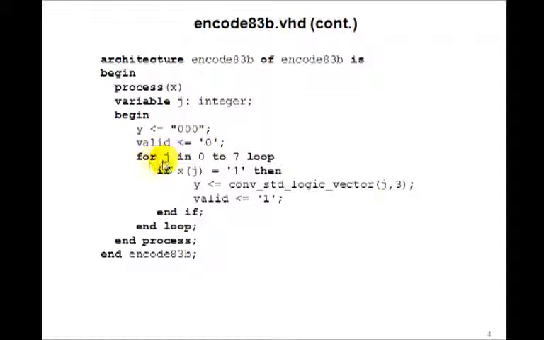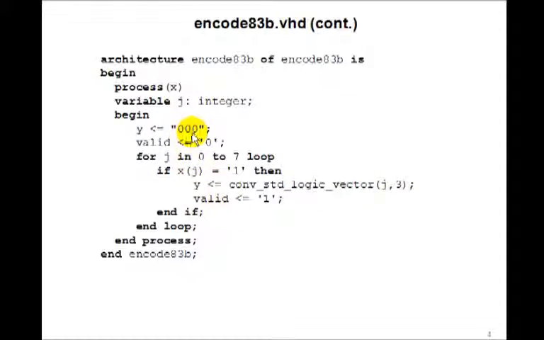And then we'll say for j in 0 to 7 loop, so we go through all 8 inputs. If x(j) equals 1, then we want y to be equal to j. But j is an integer, so we have to convert it to a standard logic vector, and we do that using the VHDL function conv_std_logic_vector. But notice there are 2 parameters here: j, the thing we're trying to convert, plus 3, that is the number of bits we want y to be.